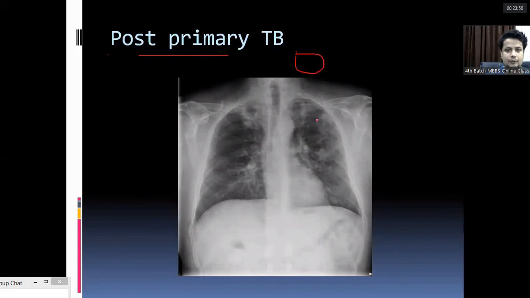In this X-ray, we can see inhomogeneous opacity in the left upper zone with fluffy margins. Inhomogeneous opacity in the left upper zone, and here also, in the left middle zone. And we can see inhomogeneous opacity in the right upper zone, in the apical region, with central lucency. This is the cavity. So in summary, there are multiple consolidations in the left upper and middle zone with a cavity in the right upper zone. So this was a case of tuberculosis, active tuberculosis.